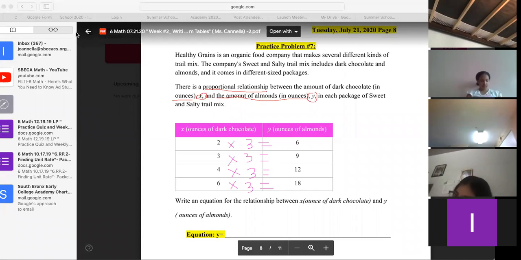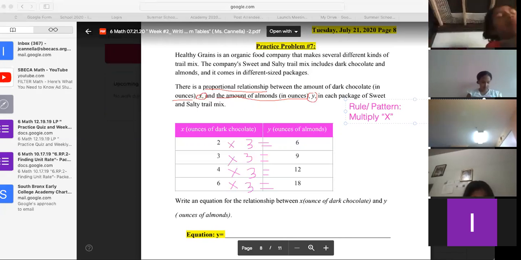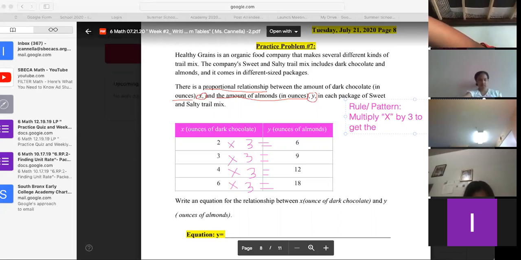Okay, now, talk to me now. What is the rule or pattern that we're going to write up right here? What's the rule or pattern? It goes by 3. What goes by 3? Be specific. Multiply what? We multiply by 3. Are we multiplying the X or the Y? X. Good, we multiply the X by 3 to get the Y.